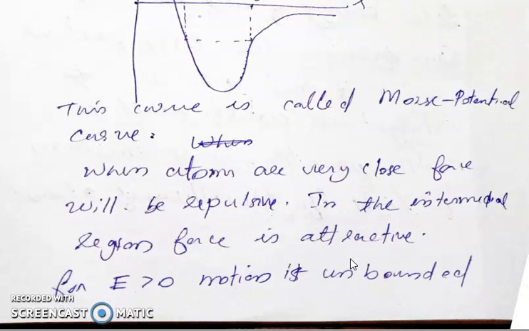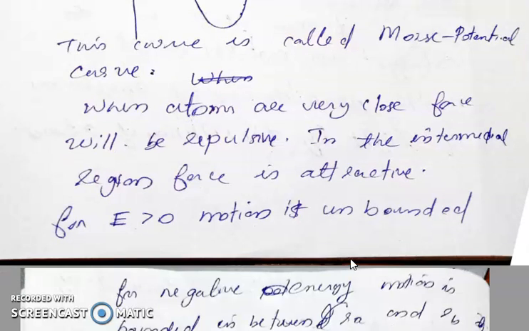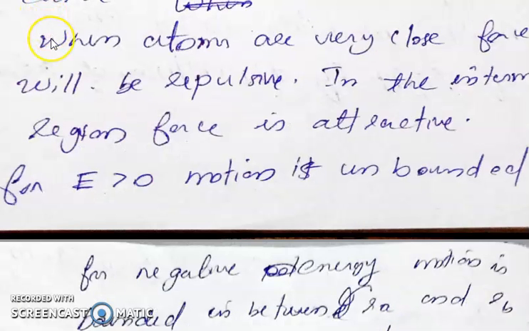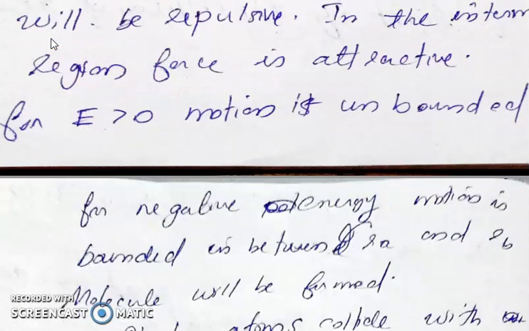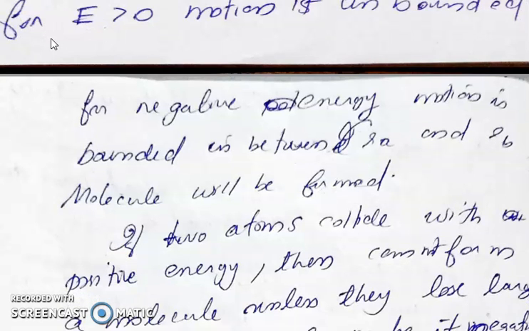So when atoms are very close, the force will be repulsive. In the intermediate region, the force will be attractive. That also we discussed. Then if E is greater than 0, the motion is unbound. For negative energy, the motion is bound in between Ra and Rb. That is the region in which the total energy is negative, and only then will the molecule be formed. A bound system means the atoms will attach together and form a molecule.